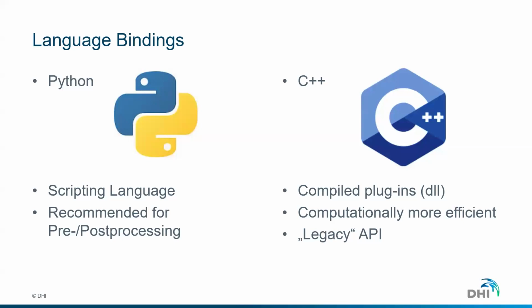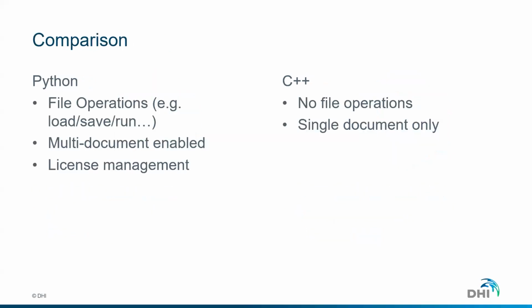As mentioned, we have a Python binding and a C++ connection. They have different pros and cons depending on the type of application that you would like to build. To give you an example, you would go for Python if you want to do file operations. For example, you would like to open, save, or run a file, or if you have many FEFLOW documents, you will manipulate the different FEFLOW documents. You can control licensing and other things.